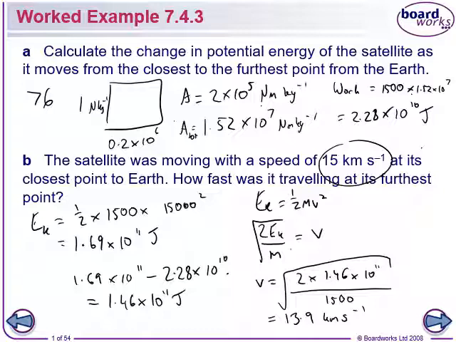Okay, we would expect as we move it further away, we give it more gravitational potential energy, therefore we take away its kinetic energy. Okay, that energy has to be converted from somewhere. We can't just create it out of nowhere. Okay, so to move it further away, we change its kinetic energy.